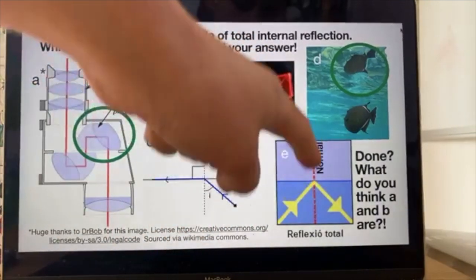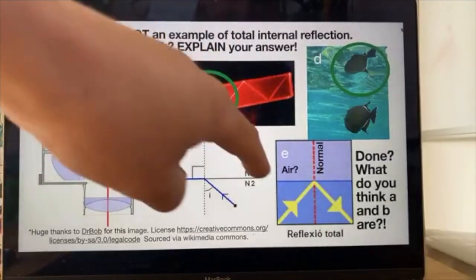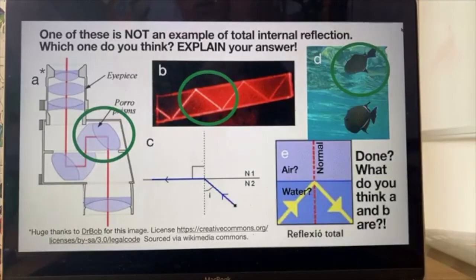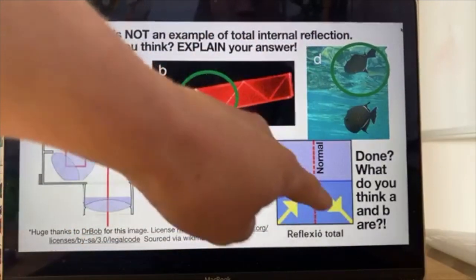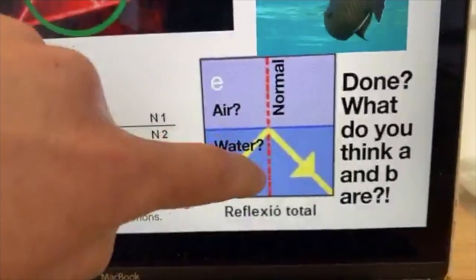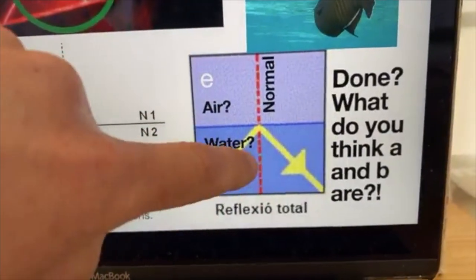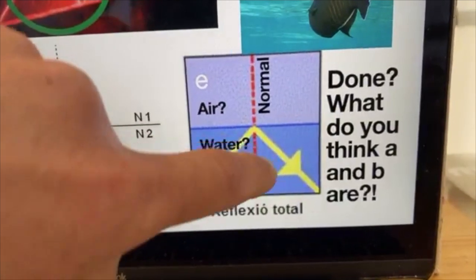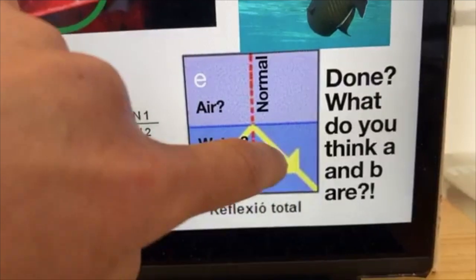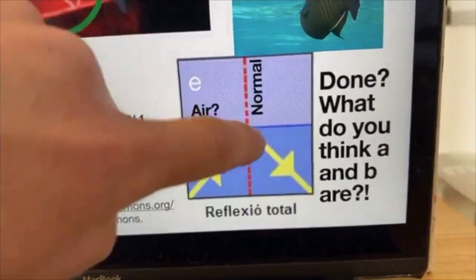So this dotted line is the normal here. I guess the outside is probably air and the inside is probably water. And we've got total internal reflection happening. Please note, by the way, remember when we did our reflection lesson, this angle here is the angle of incidence between the normal and the incident ray. And this is the angle of reflection, between the normal and the reflected ray. Those angles are the same because the reflection is happening. So it was C.